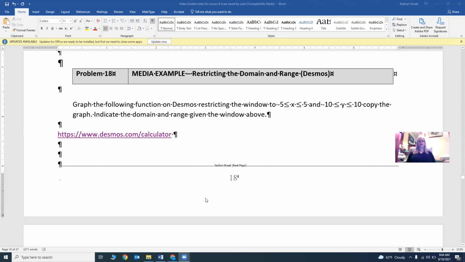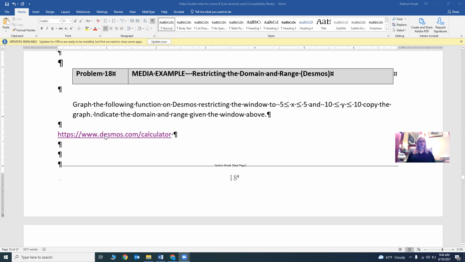This example is going to be looking at graphing using Desmos again, but this time we're going to restrict the domain and range. So we're going to graph the following function on Desmos, restricting the window to go from -5 to 5 on the X and -10 to 10 on the Y. Then we'll go ahead and copy our graph.